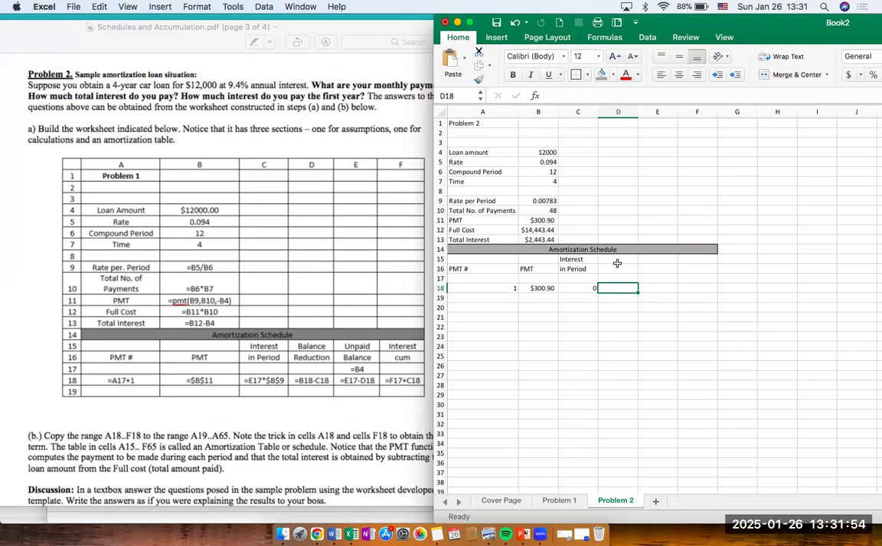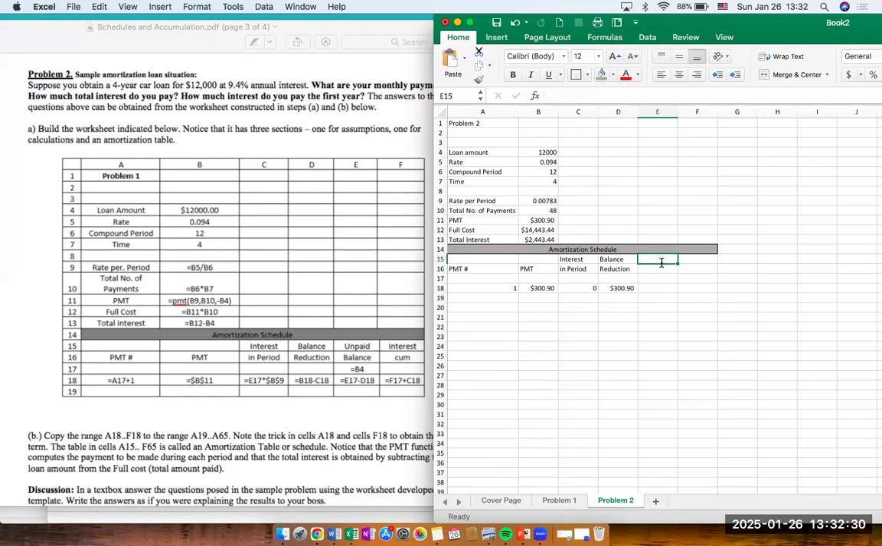Then it says balance reduction, because we are making payments, which if you're paying off a value or paying off a loan, your balance should end up being reduced at some increment. So we're going to take B18. So B18, taking your payment, and then we're subtracting out C18. C18 right here. Subtracting out your interest in that period.